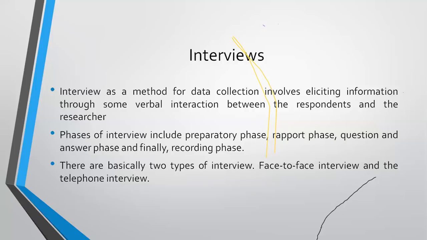Then at the rapport phase, you get yourself acquainted with the individual. You need to explain the procedure that will be followed, and you allow opportunities for their own questions too. Then in the question and answer phase, you have to gather information, you use appropriate questions, you monitor verbal and non-verbal responses, you take notes, and you thank the candidate. In the recording phase, you have to record your own impression of the interview. There are basically two types of interview. You can have face-to-face interview and you can have telephone interview, depending on which one you want to carry out.